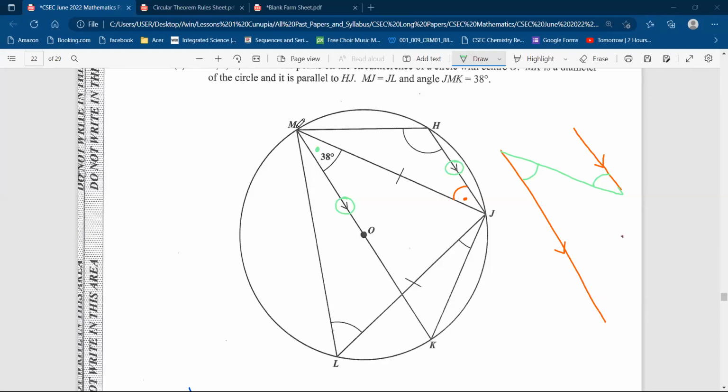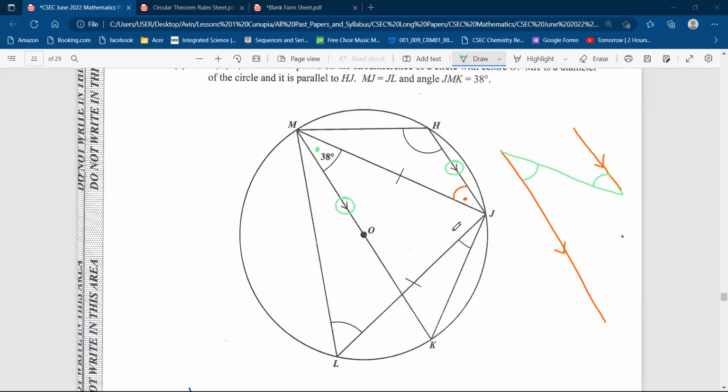So there are two ways to name this angle. You could call this angle JMK, or you could start by the K first. You could go KMJ. Either one is correct, right? But remember, the middle letter is the one that you're concentrating on. But I'm going to go with JMK.